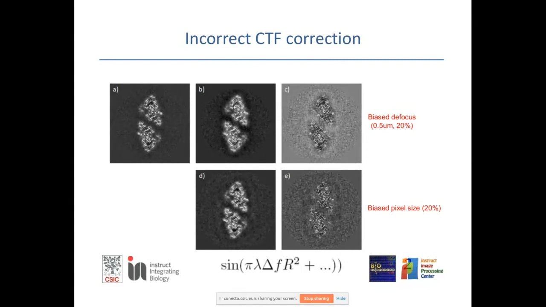But the problem is that if you compute the difference between this reconstruction with incorrect defocus and the one with the best defocus we could find, there is not only the dark halo, that is these black values around, but there are also differences in the structure.